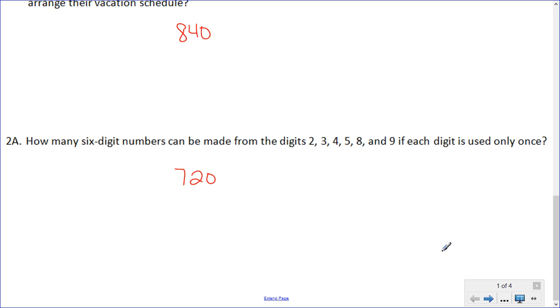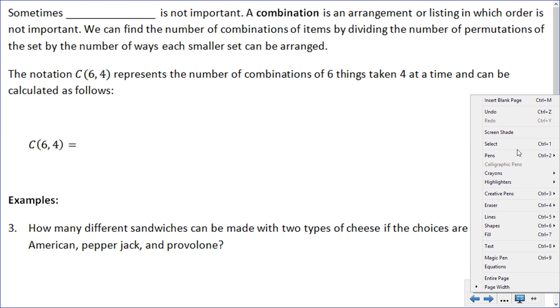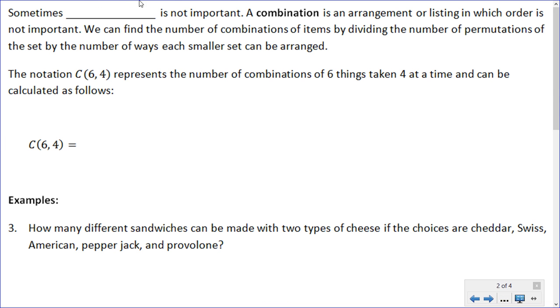Okay, so those are permutations. Next, we're going to talk about combinations. So sometimes order is not important. A combination is an arrangement or listing in which order is not important. We can find the number of combinations of items by dividing the number of permutations of the set by the number of ways each smaller set can be arranged.